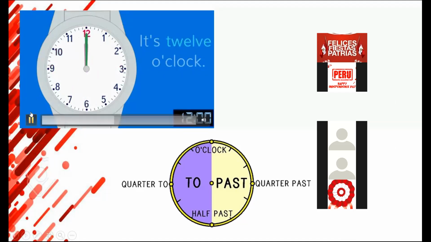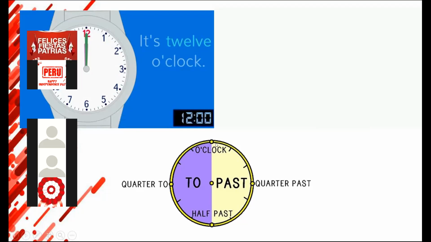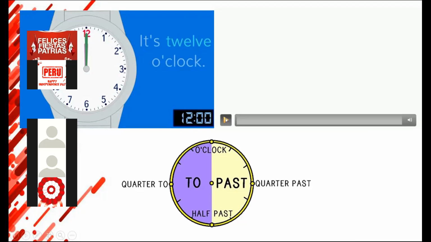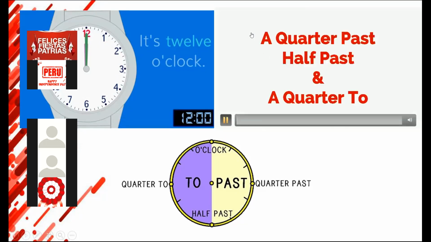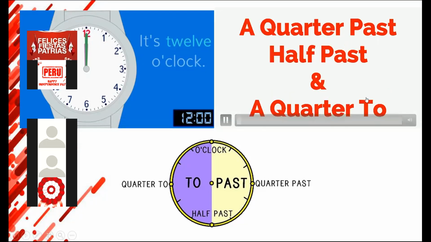Very good. Remember, o'clock means en punto. Okay, remember that. And it's when the big arrow, the green arrow, is in the number 12. Remember, o'clock. Now, let's continue with the second part. That is quarter past, number 3, half past, number 6, and quarter to, number 9. Okay, only to remember. Then we practice the conversation in small groups, okay? Let's tell time with a quarter past, half past, and a quarter to.